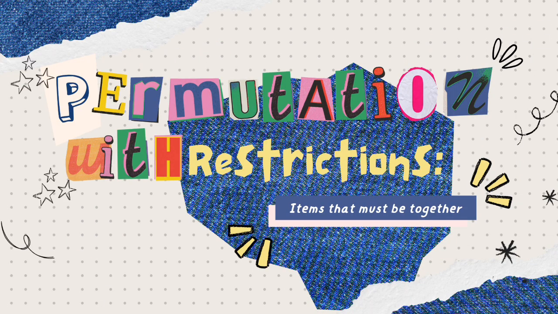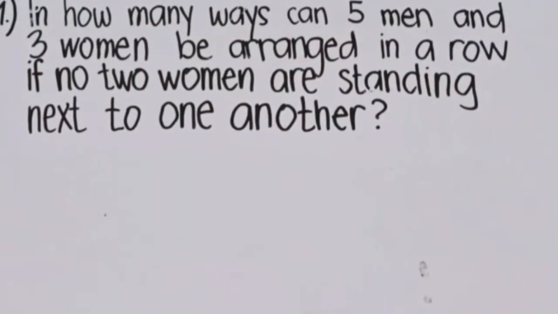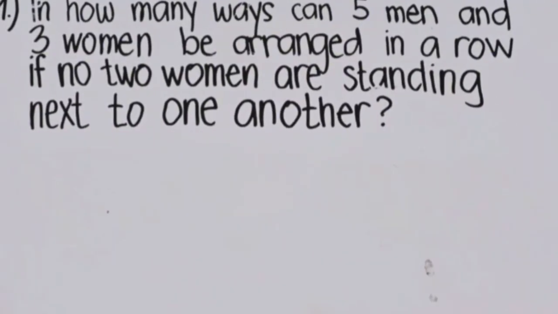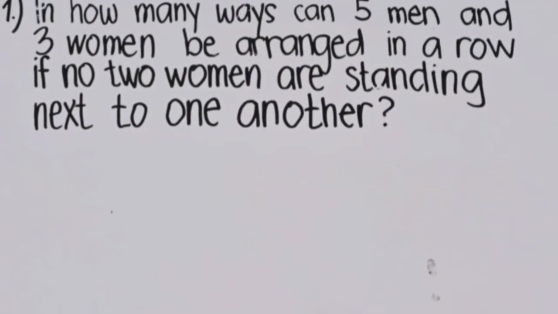Good day everyone. In this video, we will be talking about permutations with restrictions, specifically on items that must not be together. So our first problem is, in how many ways can 5 men and 3 women be arranged in a row if no 2 women are standing next to one another?